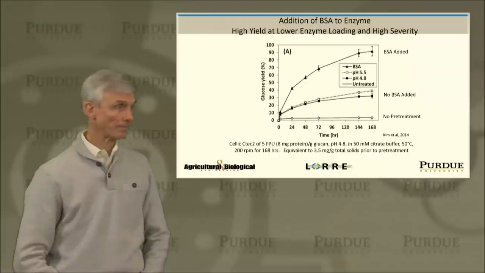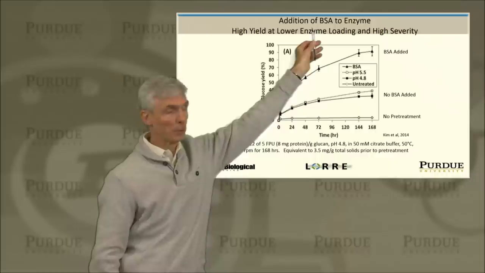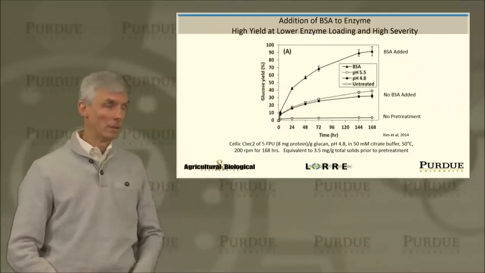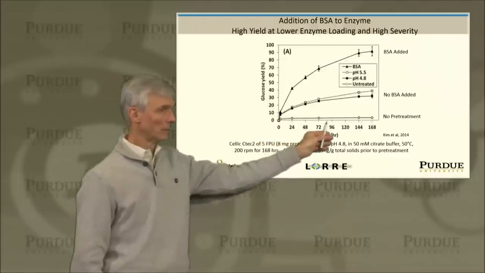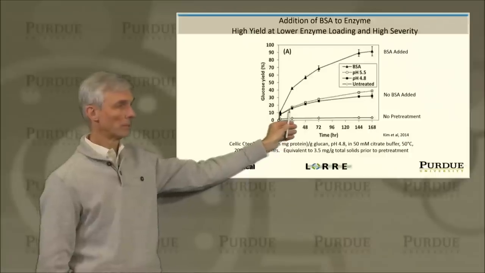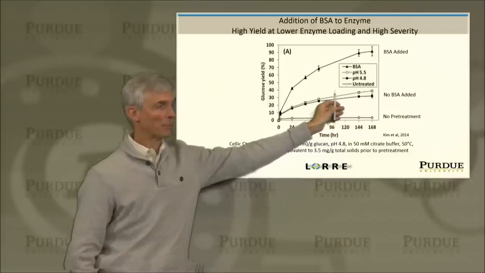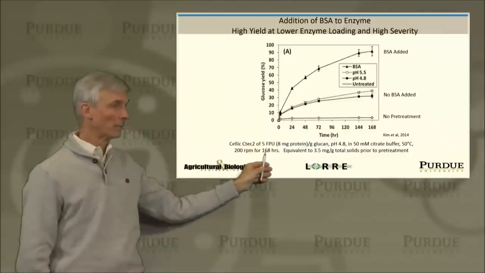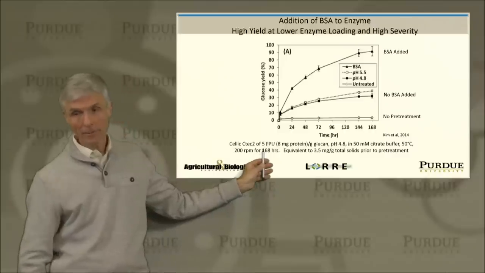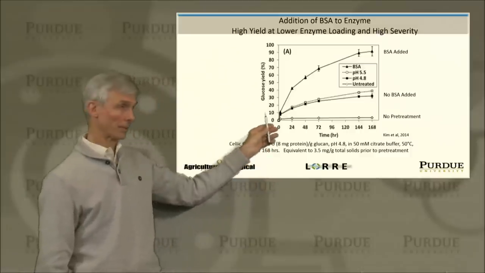And here's what we found. If you look at adding BSA, bovine serum albumin, to the enzyme and what it does to hydrolysis, it's very, very interesting. First of all, if we have no pretreatment, no conversion. If we have pretreatment, exact same conditions, and we increase time, we will get up to 30 or 35% conversion. And this is for about 5 FPU per gram glucan, or about 8 milligrams of protein per gram glucan, 3.5 milligrams per gram total solids, okay?